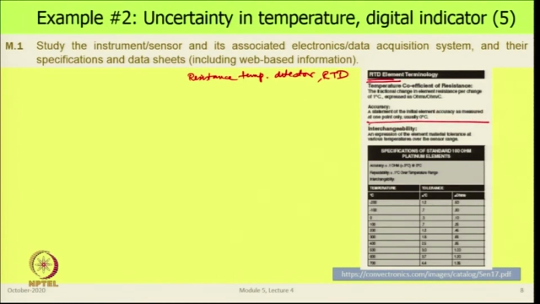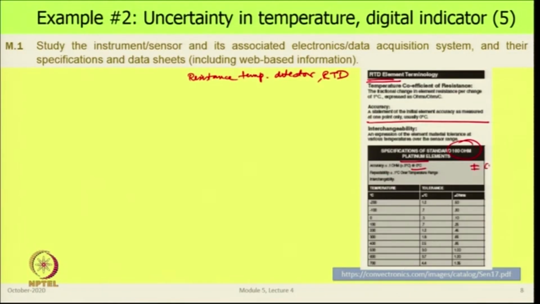So, it says RTD elements, the terminology is given there, and accuracy: the statement of the initial element accuracy as measured at 1 point only, usually 0 degrees Celsius. So, here is the information given here. The typical resistance of RTDs is 100 ohms. These are all platinum elements. Platinum is a noble metal, so it does not corrode or degrade in that sense. Accuracy is plus minus 0.1 ohm at 0 degrees Celsius.